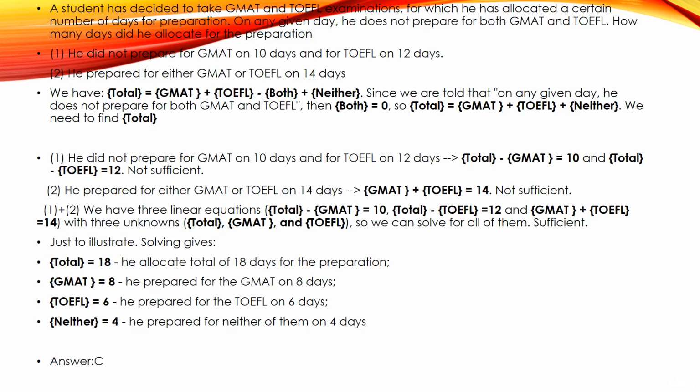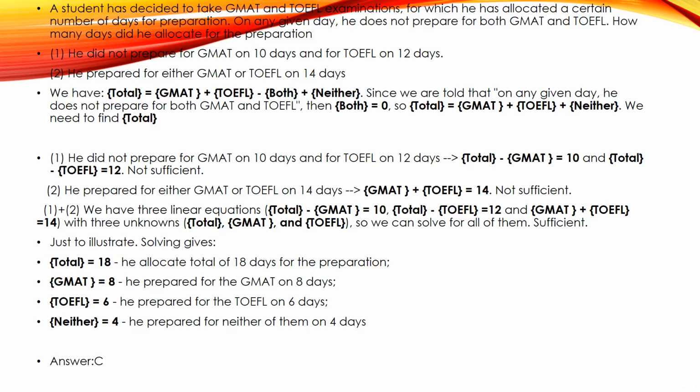So 1 plus 2, we have 3 linear equations. Total minus GMAT is equal to 10. Total minus TOEFL is equal to 12. And GMAT plus TOEFL is equal to 14. So we have 3 linear equations with 3 unknowns. Unknowns are total, GMAT and TOEFL. So we can solve for all of them. So this is sufficient.